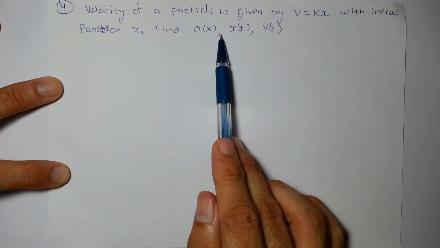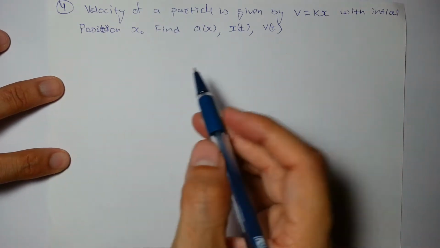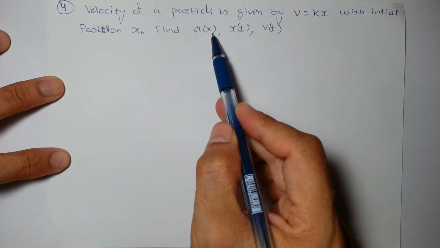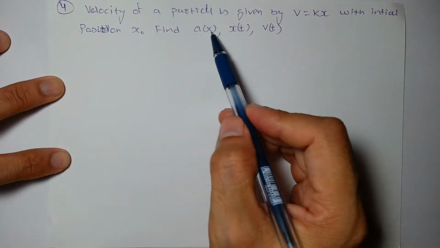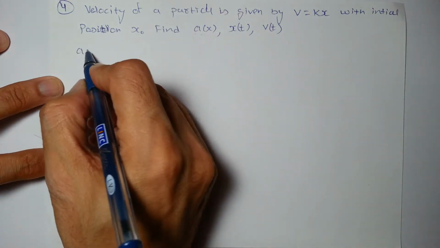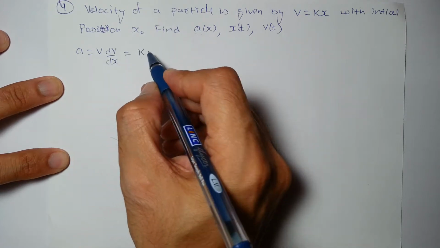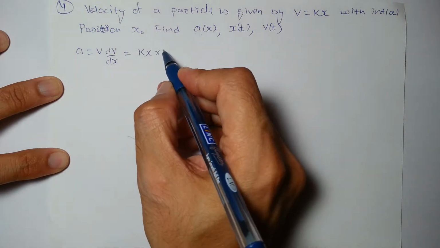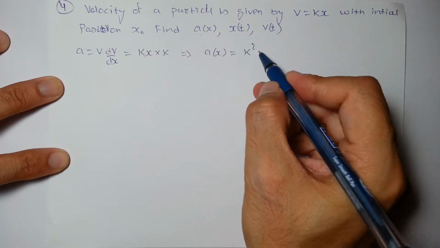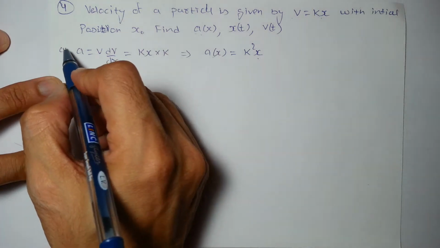We have to find a as a function of x, x as a function of t, and v as a function of t. First, a as a function of x, that is easy. Again, the logic is that ax is required from vx, so time is not required, neither given, so we'll use a definition which involves a, v and x, which is a equal to v dv by dx. Here v is kx and dv by dx is simply k. So a as a function of x is simply k square x. Vx is a straight line, ax is also a straight line. Part 1 is solved.